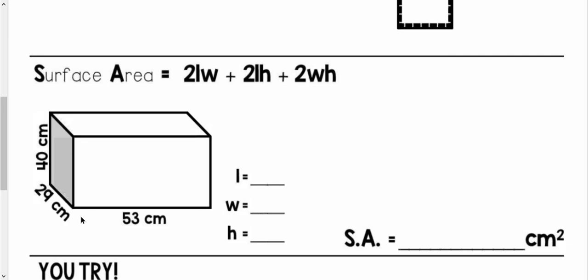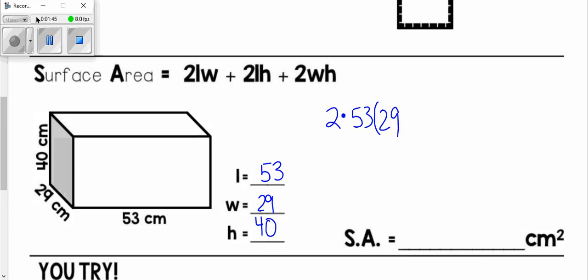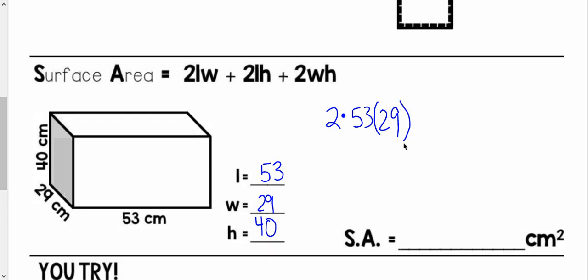I personally choose this part here, 53, is going to be my length, 29 is going to be my width, and 40 will be my height. And I'm going to, at the very least, write out what I would put in my calculator. I would put 2 times 53 times 29, plus 2 times 53 times 40, plus 2 times 29 times 40.